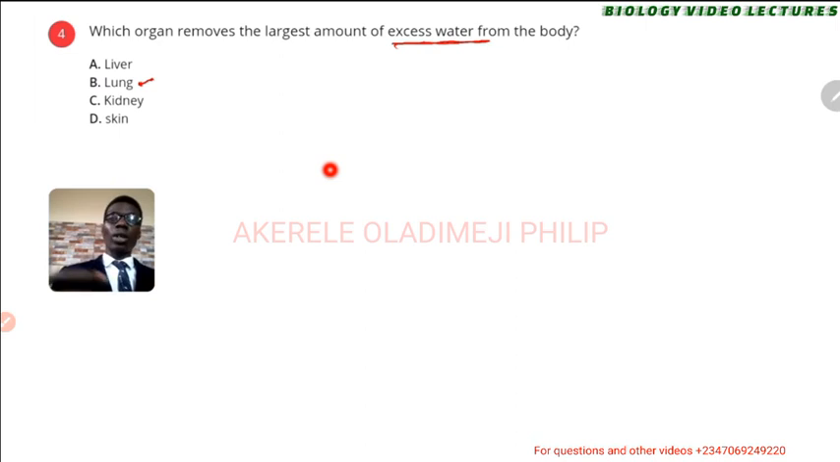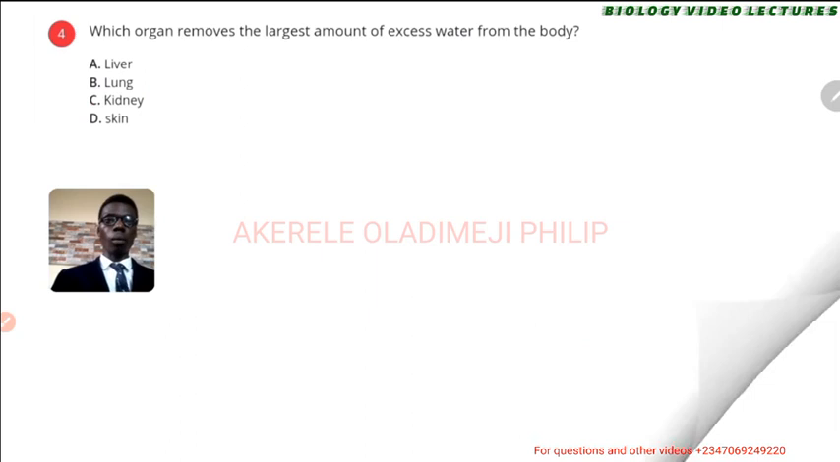Or you can also see this if you are locked in the car and the AC isn't on. You're going to see that with time the windscreen becomes cloudy. That's to tell you that water comes out. Then the kidney passes out urine, and the skin passes out sweat. Amongst these three, the kidney passes out the largest amount of fluid or water. So the answer there is kidney.